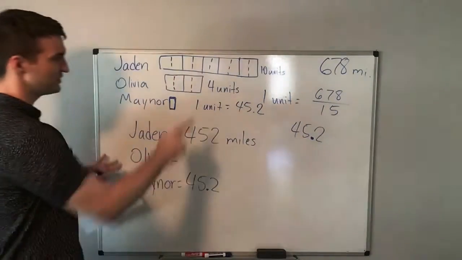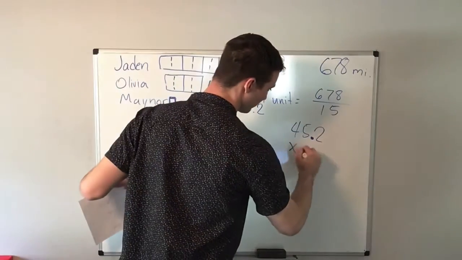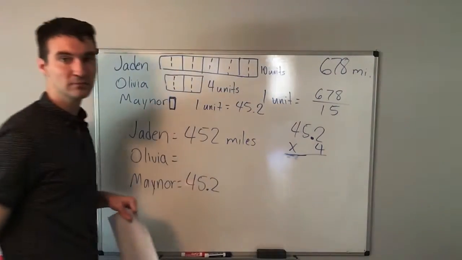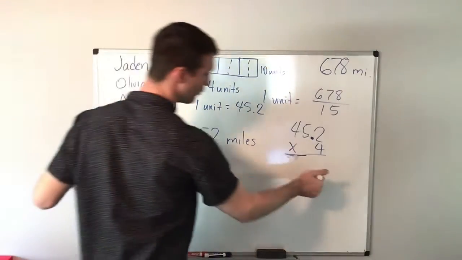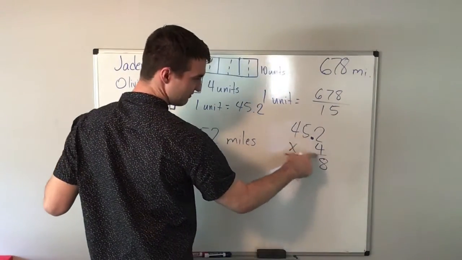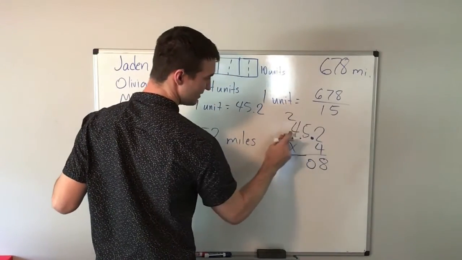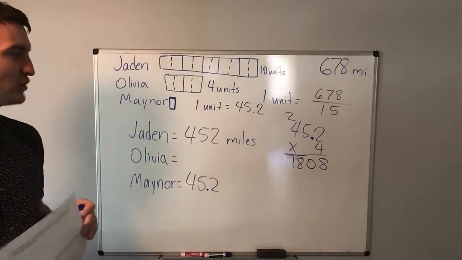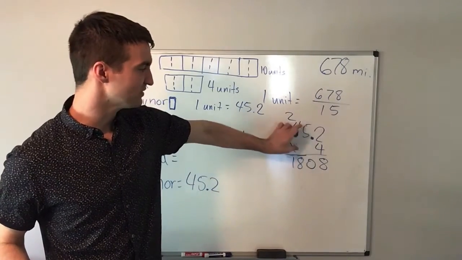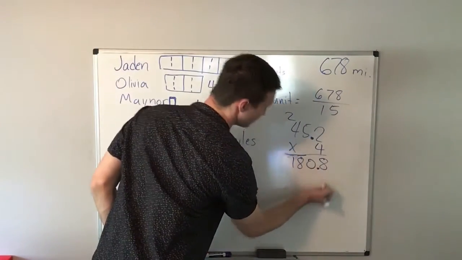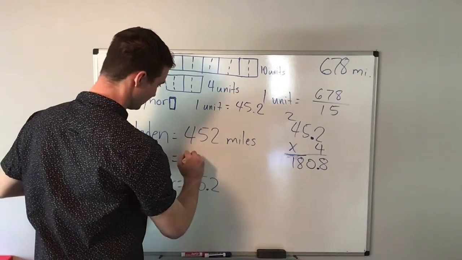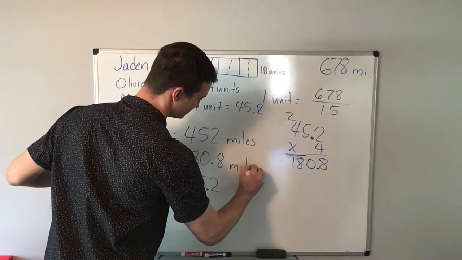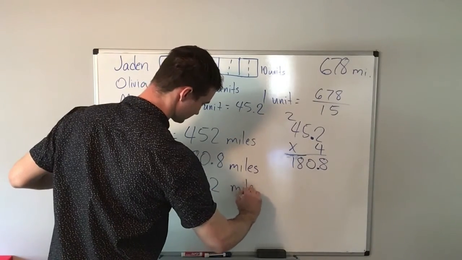And now all I need to do is find Olivia's. So Olivia has 4 units. So what I do is take that 45.2 and multiply times 4. Okay, pretty simple. 2 times 4 is 8. 5 times 4 is 20. And then I have 4 times 4 is 16 plus that 2 is 18. So, since I had one number behind the decimal point in the original equation, I'm going to end up with one number behind the decimal point right there. And so Olivia traveled 180.8 miles.